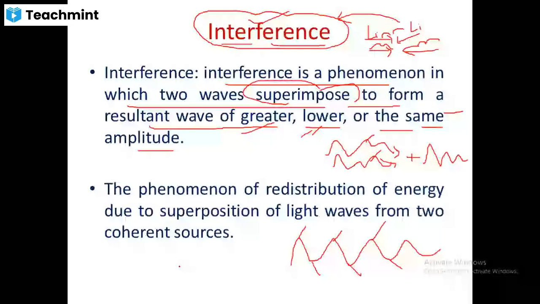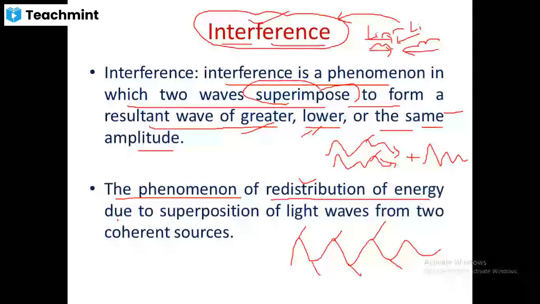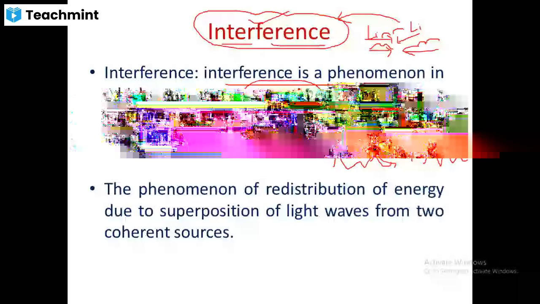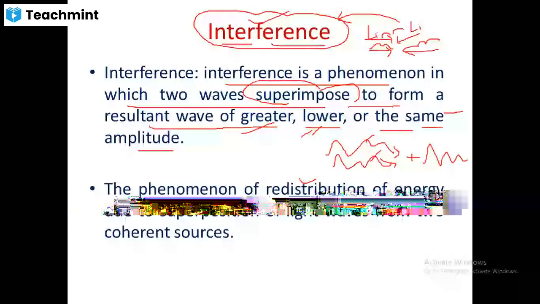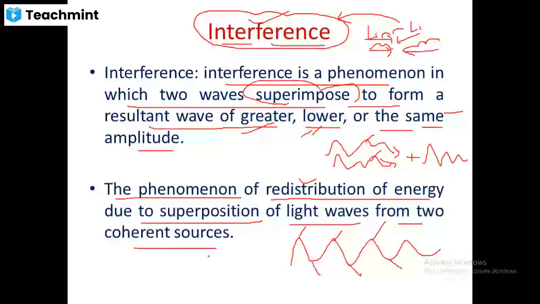Or in other words, we can say it is the phenomenon of a redistribution of energy. Look at this carefully: the phenomenon of redistribution of energy due to superposition of light waves from two coherent sources. Two coherent sources. We'll discuss these coherent sources a bit later. So we say it is a redistribution of energy.